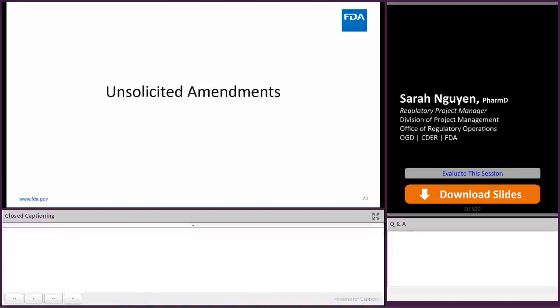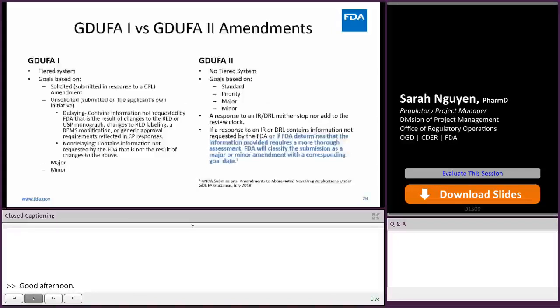Good afternoon. My name is Sarah Nguyen, and I will be covering a couple scenarios involving unsolicited amendments to an ANDA. I just wanted to point out on this slide that under GDUFA 2, we no longer have a tiered system with solicited or unsolicited delaying or non-delaying amendments.